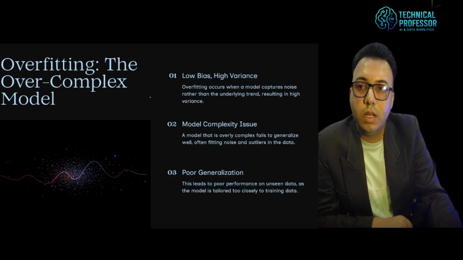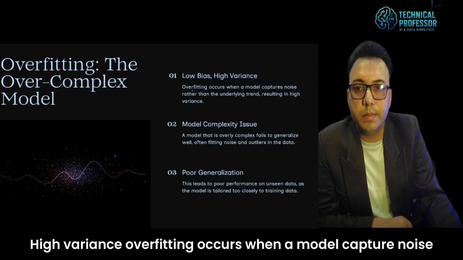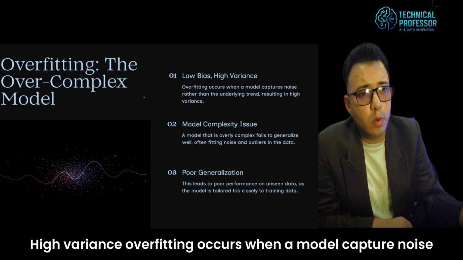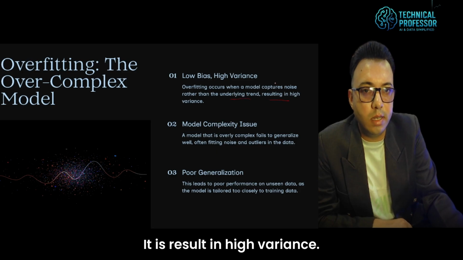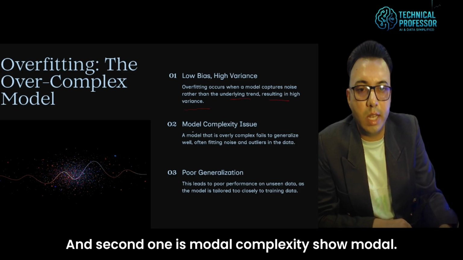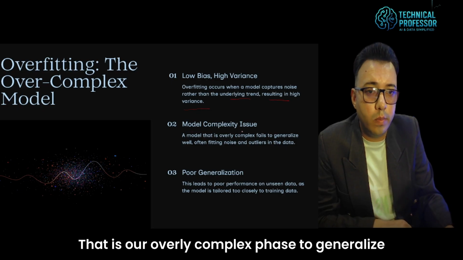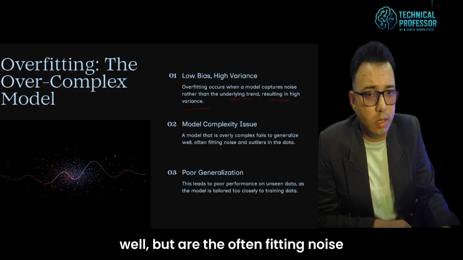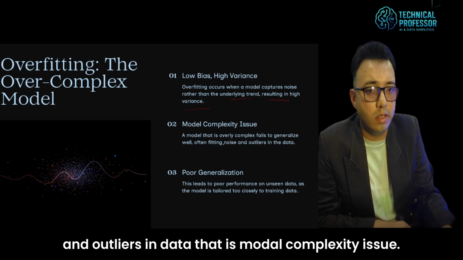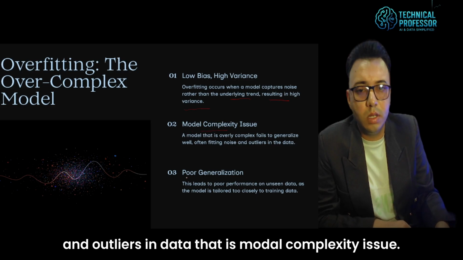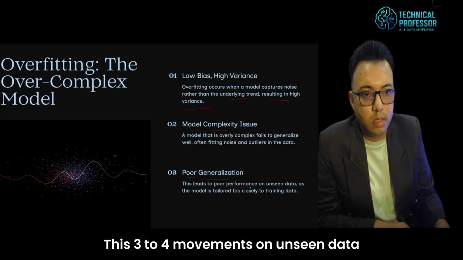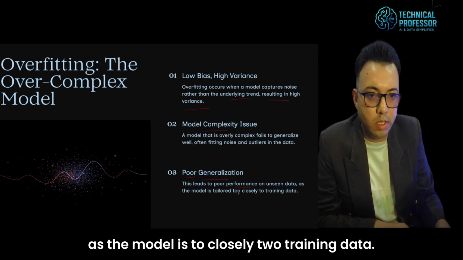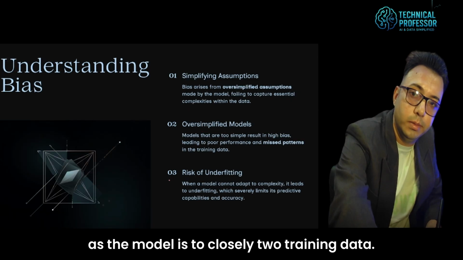So overfitting. Overfitting is low bias, high variance. Overfitting occurs when a model captures noise rather than the underlying trend, resulting in high variance. The second one is the model complexity issue. A model that is overly complex fails to generalize well, often fitting noise and outliers in the data. That is the model complexity issue. And the third one is poor generalization. This leads to poor performance on unseen data, as the model is tailored too closely to the training data.